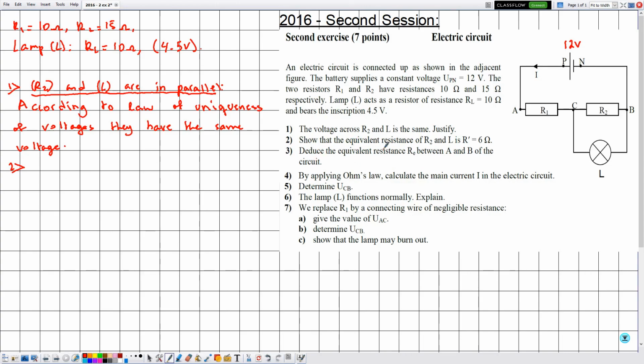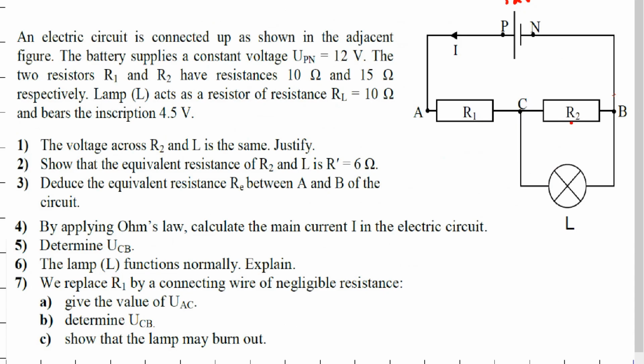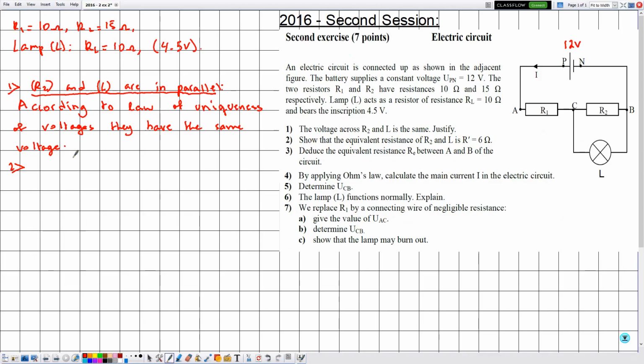And now in number 2 they are telling me show that the equivalent resistance of R2 and L is R prime is equal to 6 ohms. Then we need to calculate the equivalent resistance between R2 and L. Although the lamp L is not a resistor, here in the question they are telling me that the lamp L acts as a resistor. Therefore we can calculate the equivalent resistance between R2 and L, which is given by the resistance R prime. Then first let's mention that R2 and L are in parallel. They give a half a mark for this statement.